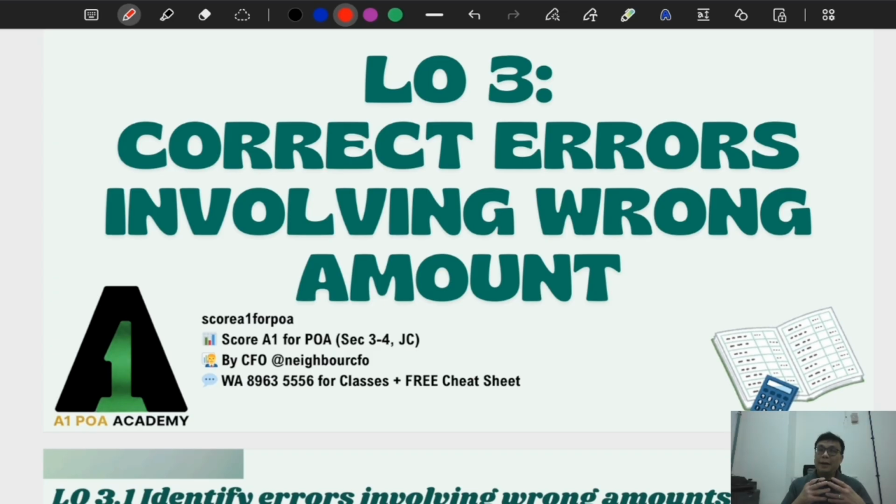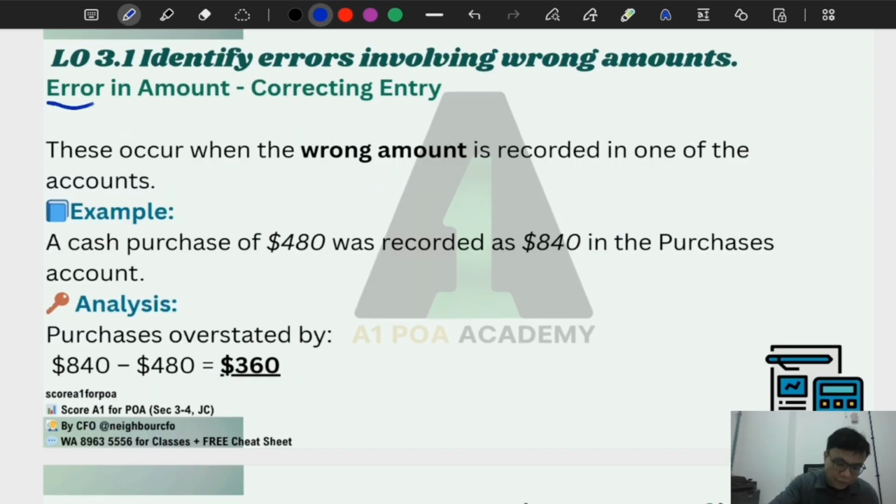Now you have already been equipped with the necessary skill set of identifying the errors, understanding the various types of error, being able to give specific examples, and understanding why these errors do not affect the debit and the credit in terms of the balancing. We want to equip you with the adjustment skill set under LO3: correct error involving the wrong amount. So here, we have error in amount, correcting entry. This occurs when the wrong amount is recorded in one of the accounts.